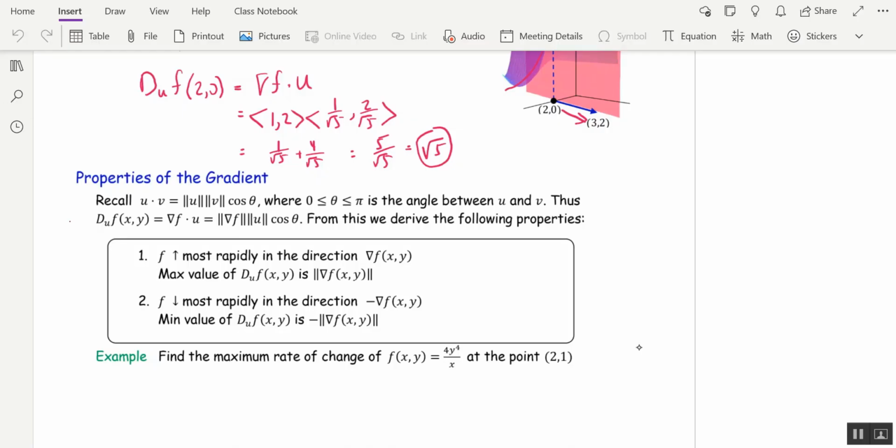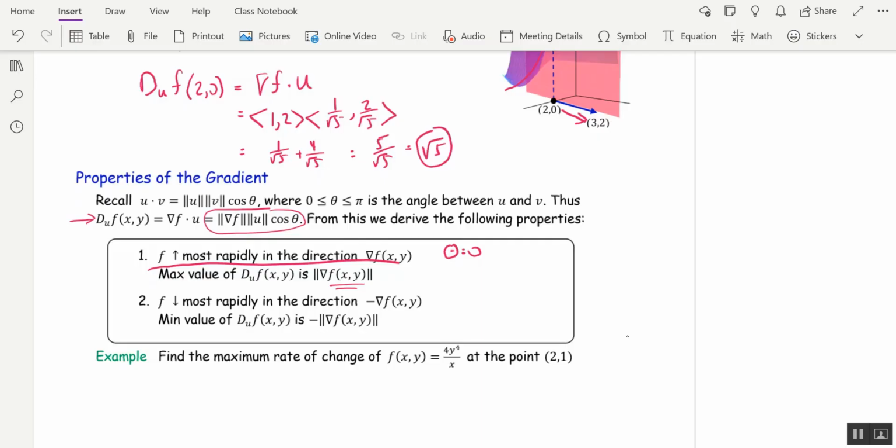Okay, here are two important properties of the gradient. On this line here, I've written the directional derivative in terms of cosine theta, where theta is the angle between the gradient and the unit vector in question. And so you can see from that formula that that will be a maximum when cos theta is 1, and that's when theta is 0. So what that says is that the function f is increasing most rapidly in the direction of the gradient, and the value of the directional derivative in that direction is simply the length of the gradient.